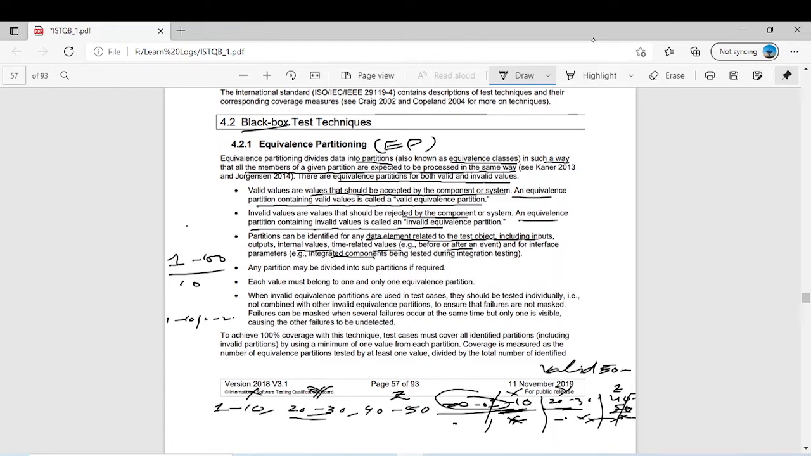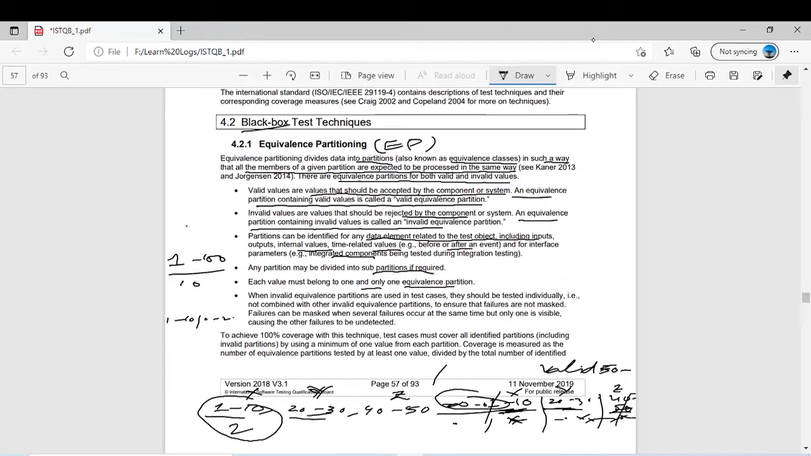Any partition may be divided into sub partitions if required. You can do sub partitions, like 1 to 10 is a partition, and you can do sub partitions if you need to. Each value must belong to one and only one equivalence partition. So if, for example, there is a value 2, it only belongs to partition X, the 1 to 10 class, but not to any other partition.